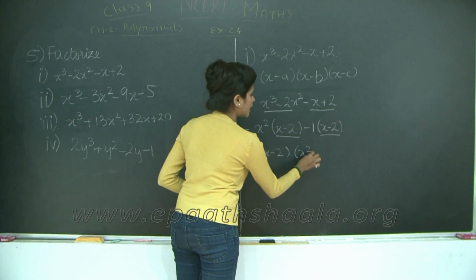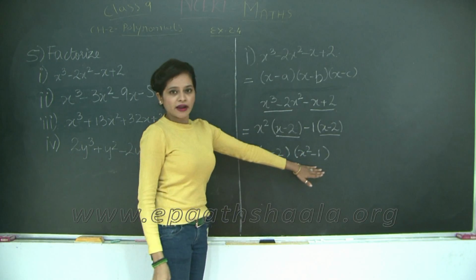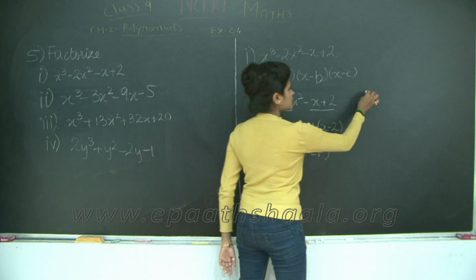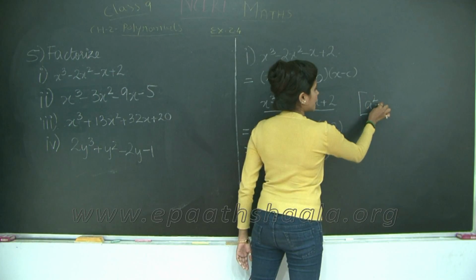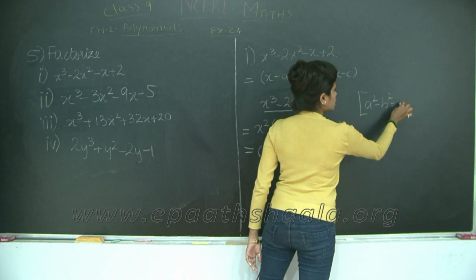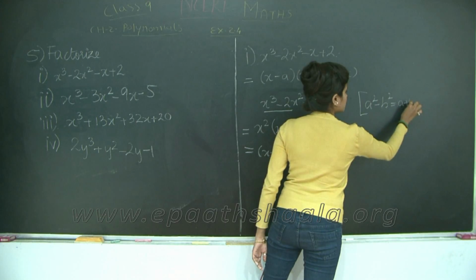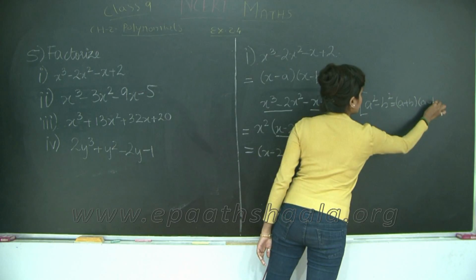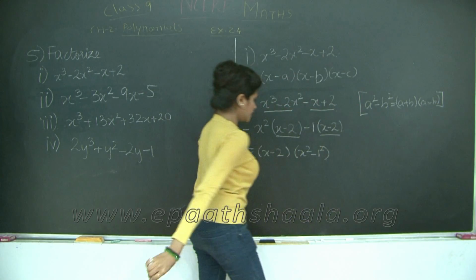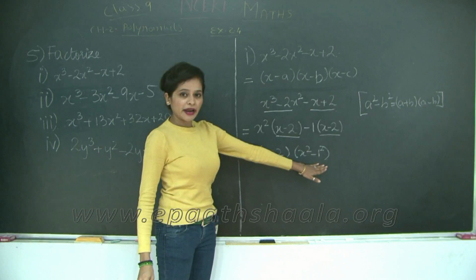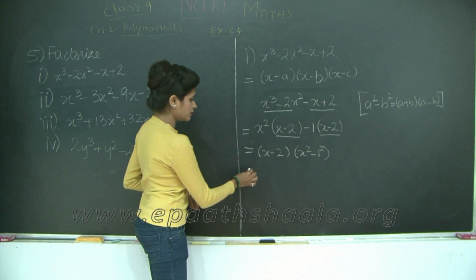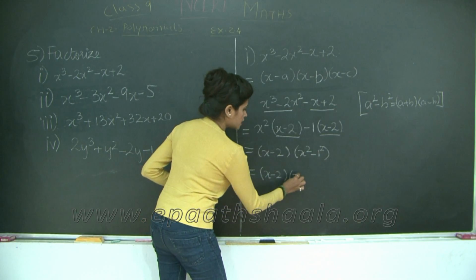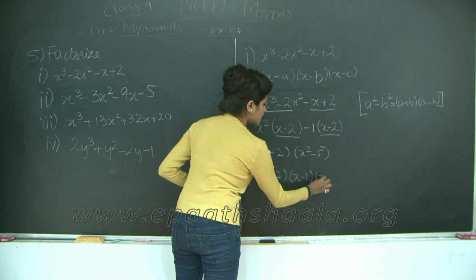X square minus 1. Now x square minus 1 can also be written as x square minus 1 square. We also know that a square minus b square is equal to a plus b into a minus b, right? So can we write x square minus 1 square as x plus 1 and x minus 1? Yes, we can. So we are left with x minus 2 into x minus 1 into x plus 1.